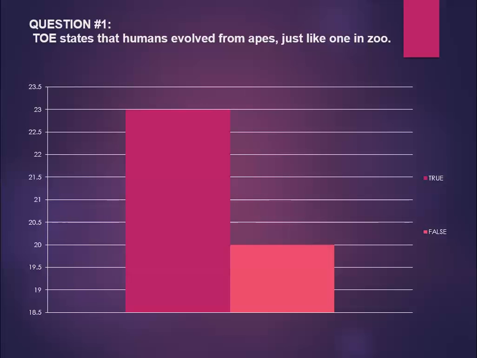Question 1. The theory of evolution states that humans evolved from apes, just like the one in the zoo. As you can see from my class last semester, most of my students thought this question was true. 23 stated that this was true, and 20 stated this was false. Notice that the TA who made these graphs didn't always set this as 0, but we'll work with it. It's okay.